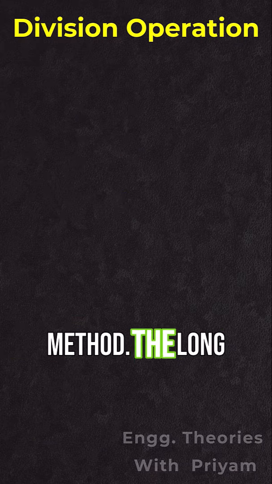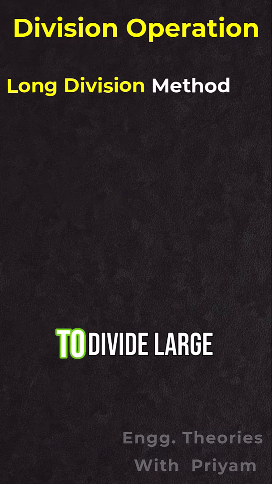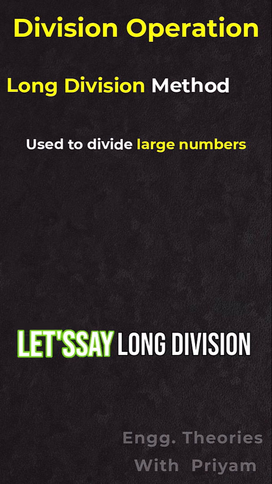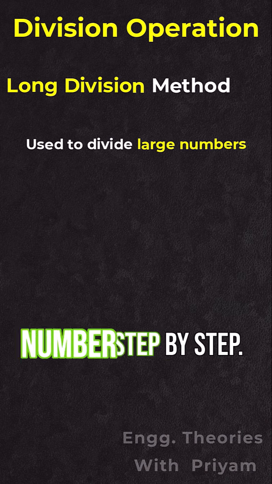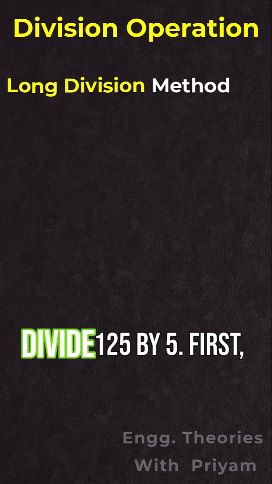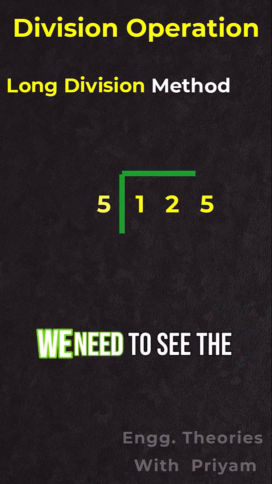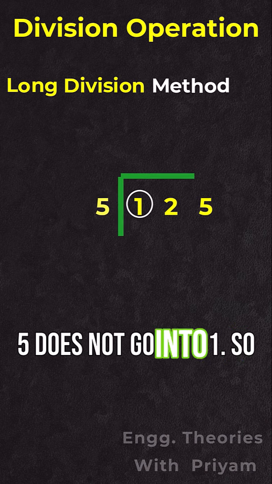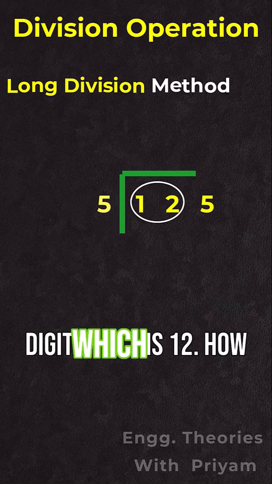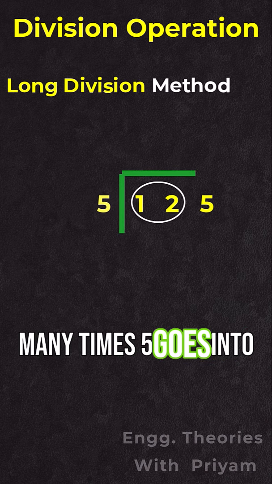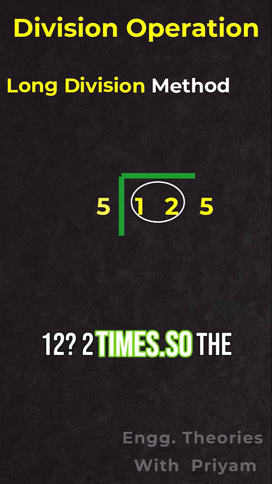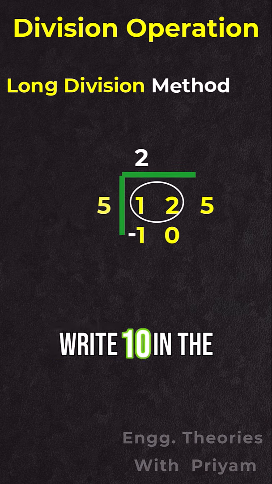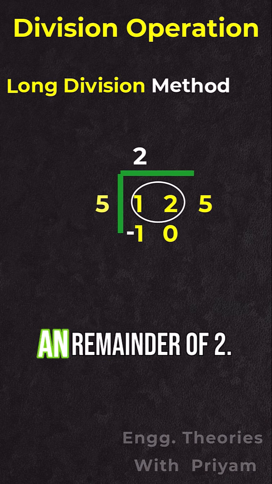Long division method: the long division method is used to divide large numbers. Let's see the long division method for large numbers step by step. For example, let's divide 125 by 5. First, we look at the first digit of the dividend, that is 1. 5 does not go into 1, so we take the first two digits, which is 12. How many times does 5 go into 12? It's 2 times. So the quotient is 2 and we write 10 under the 12. This will give a remainder of 2.